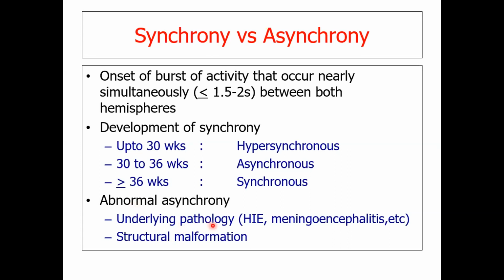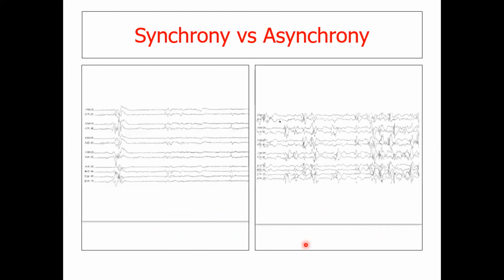If there is an underlying pathology, for example, a parenchymal disease like meningoencephalopathy, or some inflammation like HIE, then there would be asynchrony. If there is a structural malformation, for example, one side of the brain has lissencephaly, that persistent asynchrony in a particular part would draw the attention of the clinician towards that.